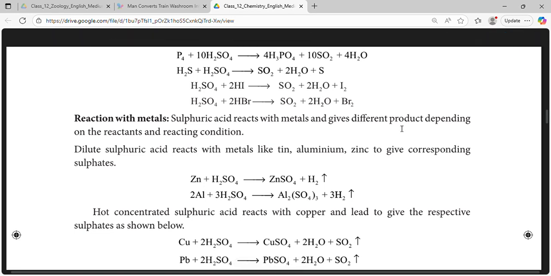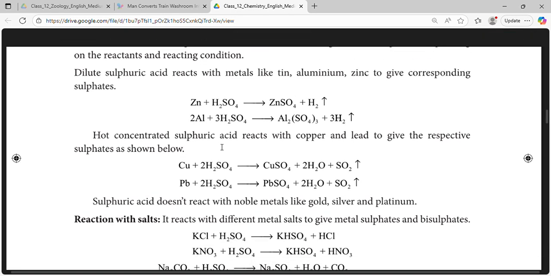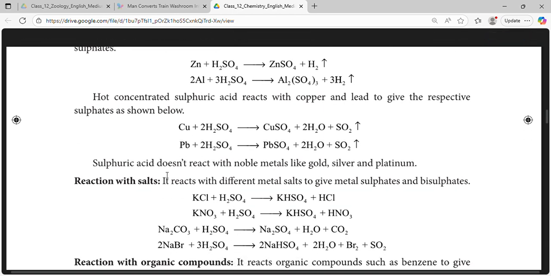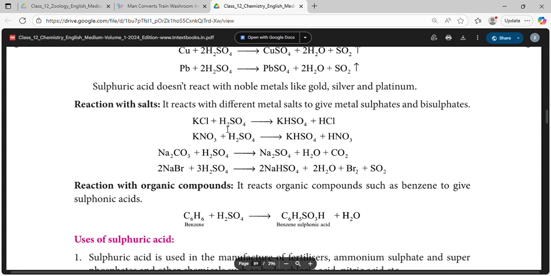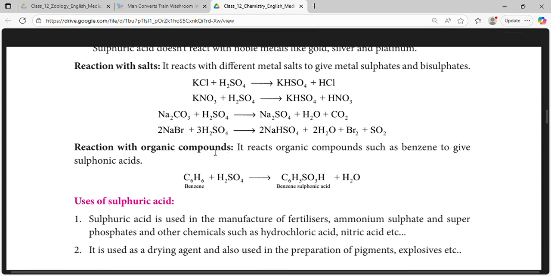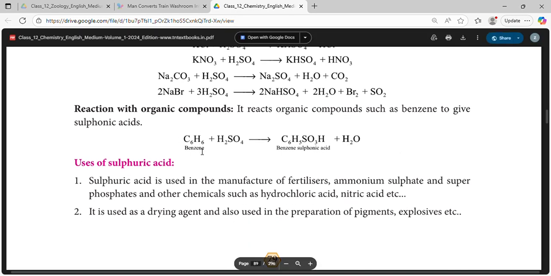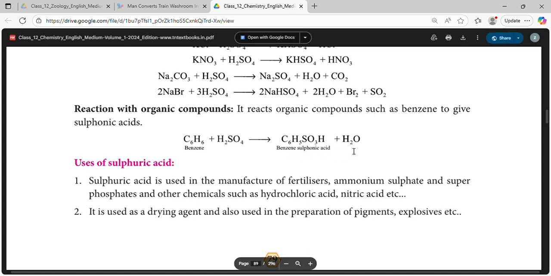Sulfuric acid reacts with metals and gives different products depending on the reactant and reacting conditions. Dilute sulfuric acid reacts with metals like tin, aluminum, zinc to give the corresponding sulfates. Hot concentrated sulfuric acid reacts with copper and lead to give the respective sulfates. Sulfuric acid doesn't react with noble metals like gold, silver, and platinum. It reacts with different metal salts to give metal sulfates and bisulfates. It reacts with organic compounds such as benzene to give sulfonic acid. Benzene plus sulfuric acid gives benzene sulfonic acid, C6H5SO3H, plus H2O.